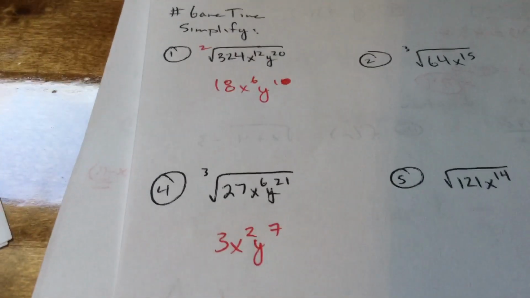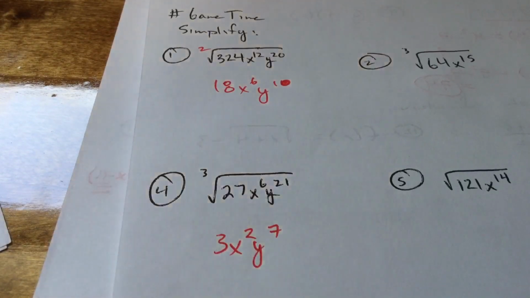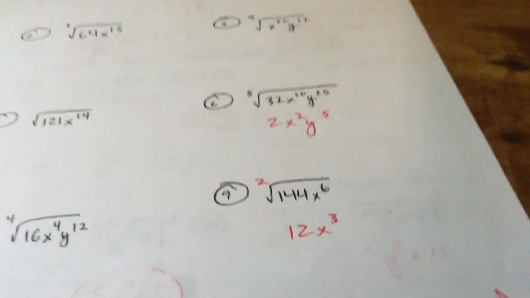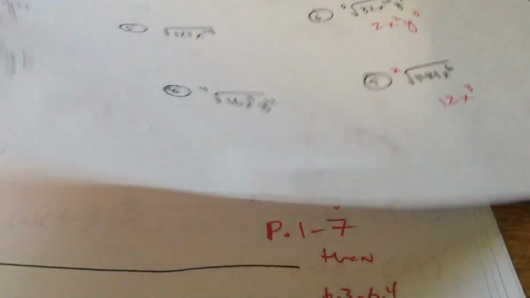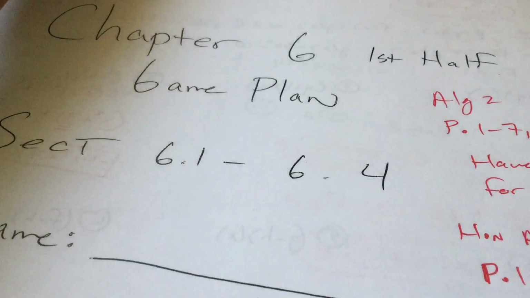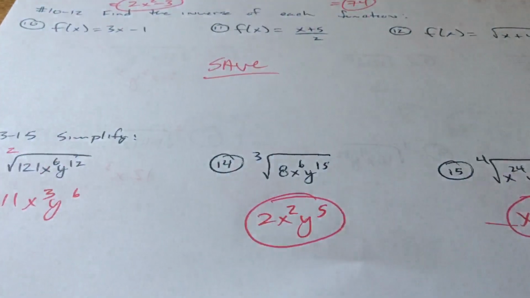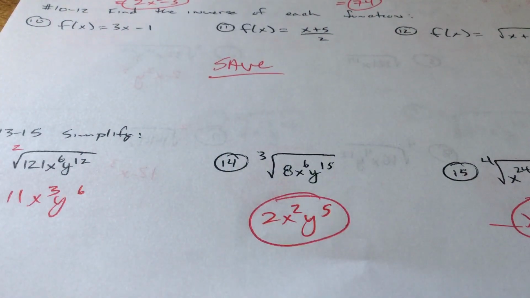There we go. And in this game time section, take a look at 1 and 4. And lastly, 6 and 9. We're going to wrap up this video really quickly here. So yeah, do all of page 14. That should be no big deal. On page 15, do all but 10 through 12.